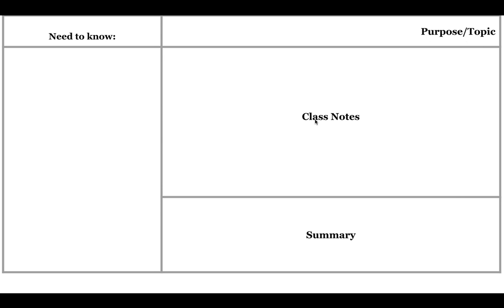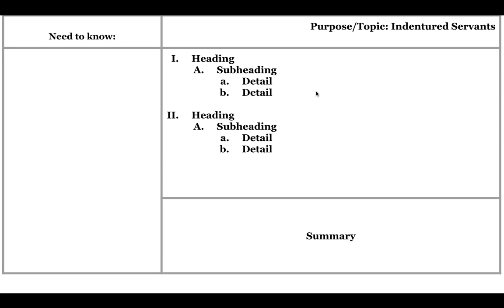Here's where you're going to put your topic. This is where you're taking all your notes from the presentation. So you're leaving the need to knows or the Q column blank. You're leaving the summary blank. We'll do this in class. You're taking notes in the notes section.